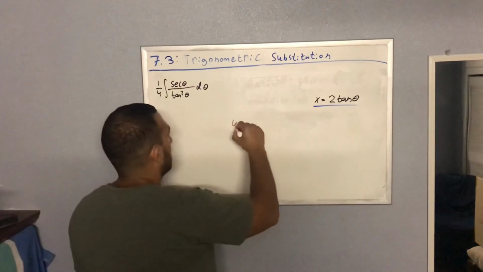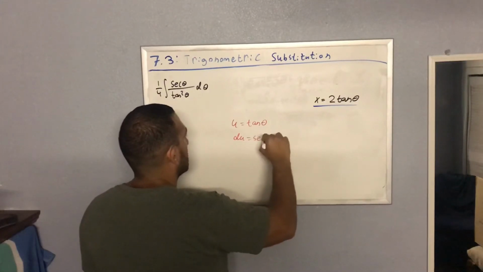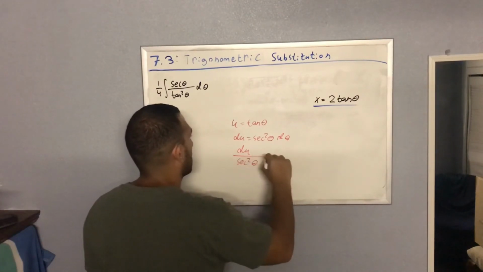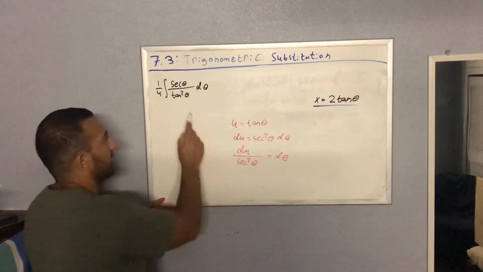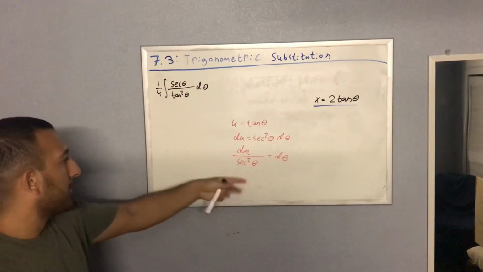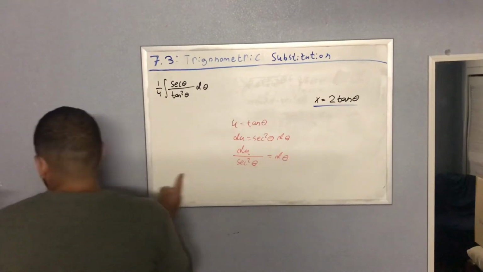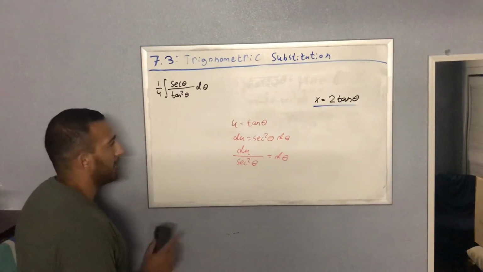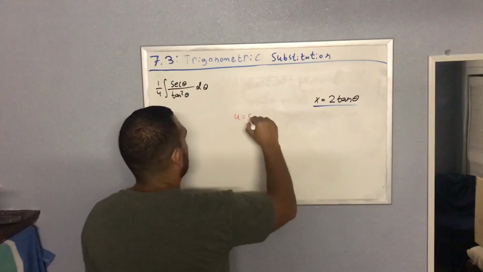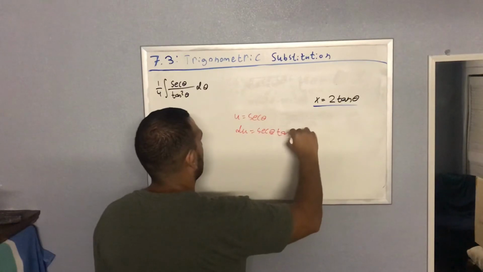One option would be let u be tangent, in which case du would be secant squared, and then du over secant squared would be d theta. So we would end up dividing by secant squared, and that wouldn't be good because it would cancel out with this, but it would pop up an extra secant squared in the denominator, which we don't want. So this choice is not the best one.